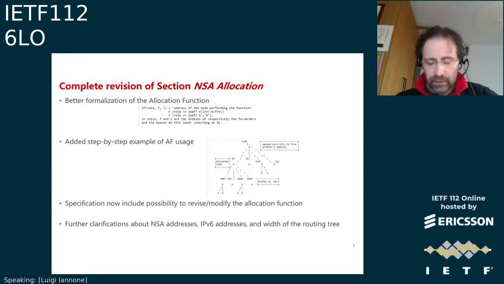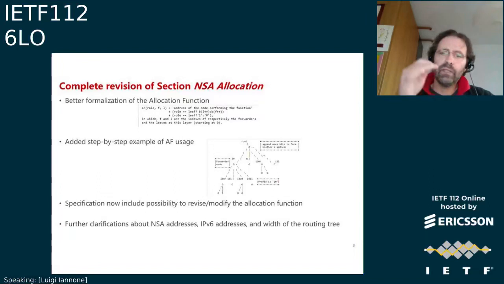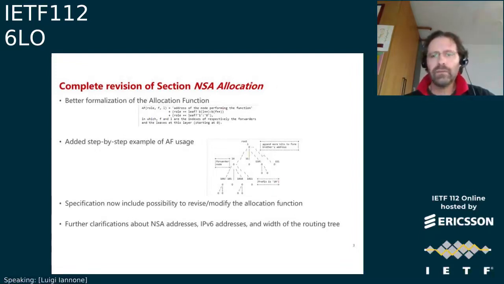For those who know the content of the previous version, there is one section which is the NSA allocation. So basically, how we create the addressing of the different nodes. The allocation function that does that specific action has been better formalized, so that it is a little bit clearer to understand. And most importantly, we added a step-by-step example so that we really can see how to build the addressing and how it works.